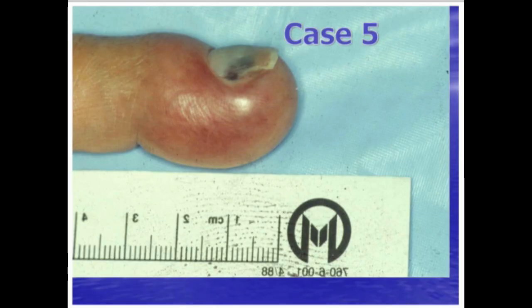The next case is a patient who presents to your clinic, 20 years old, who likes to bite his nails and then develops painful erythema around the nail bed. What do you think he has? Paronychia. And what's the most common organism?